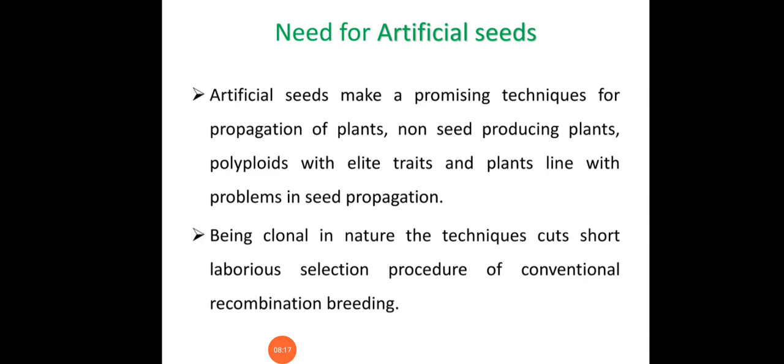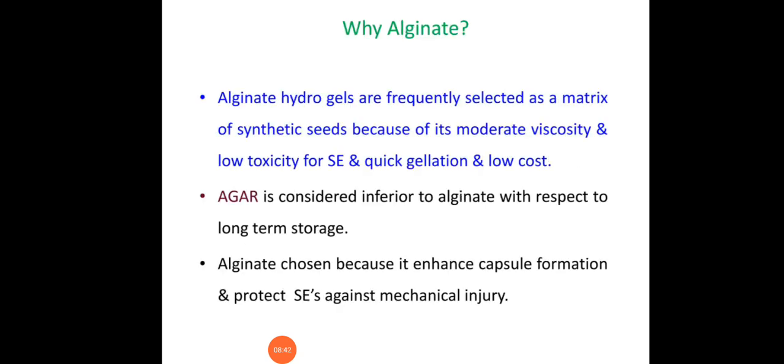Then, the need for artificial seeds. Artificial seeds make a promising technique for propagation of plants, non-seed producing plants, polyploids with elite traits, and plant lines with problems in seed propagation. Being clonal in nature, the technique cuts short the laboratory selection procedure for conventional recombination breeding.